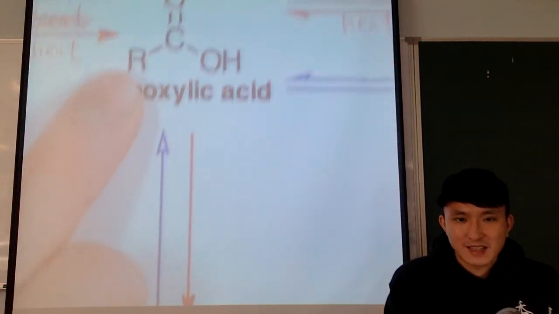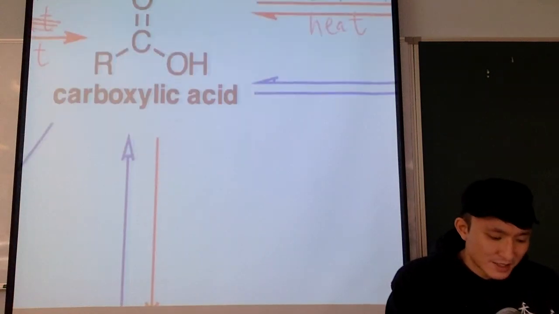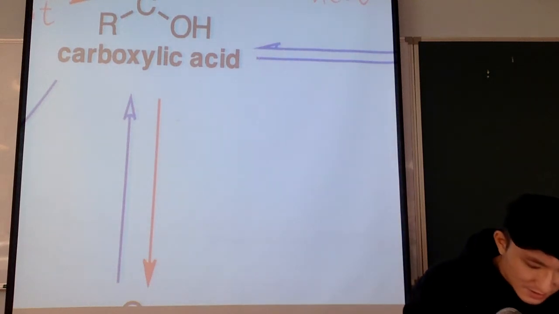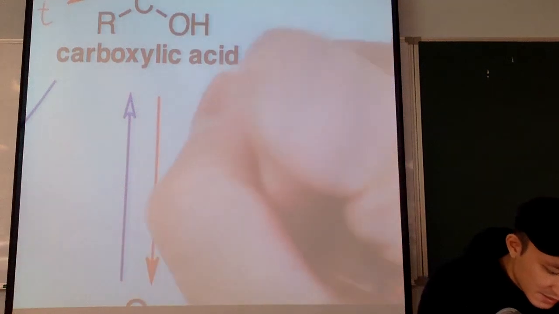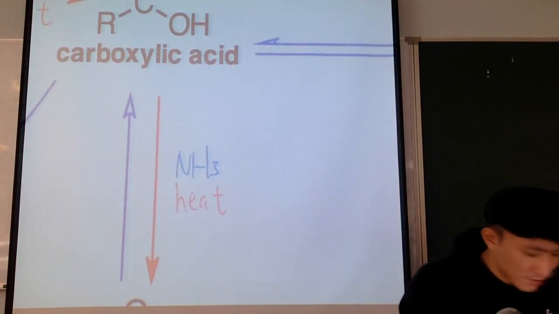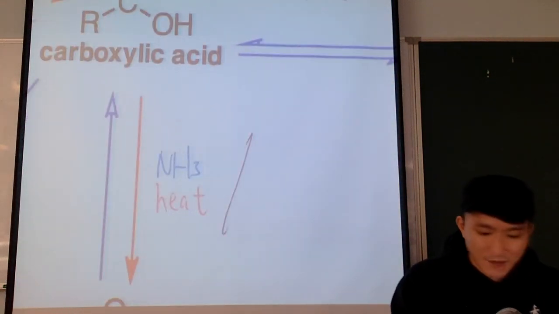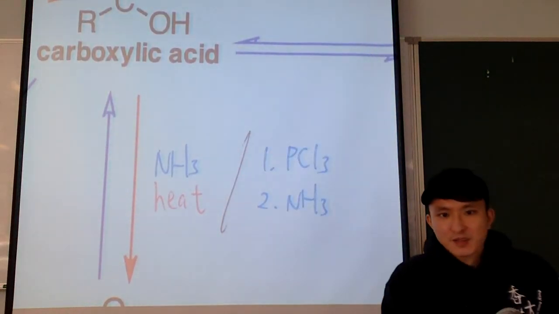Now, carboxylic acid can also become unsubstituted amide. For this one, you can use ammonia and then heat it. Or you can have two steps: first PCl3, second ammonia. So both are acceptable.